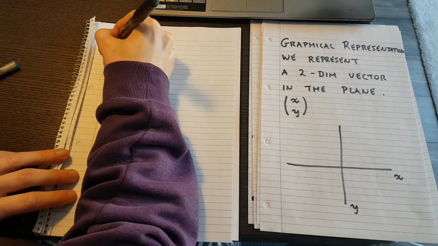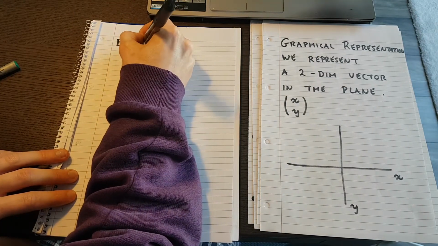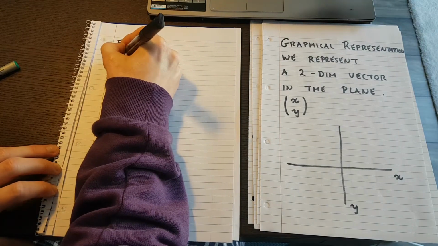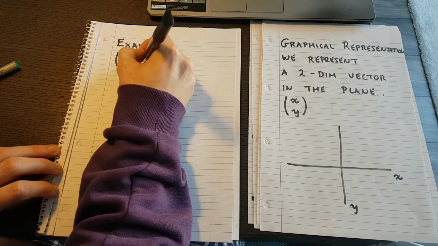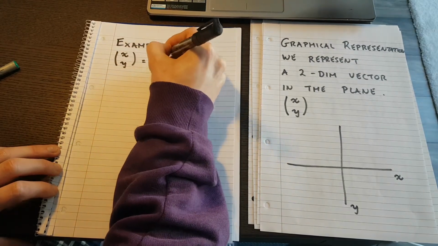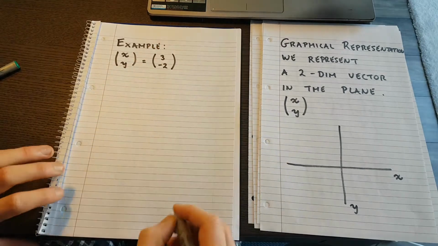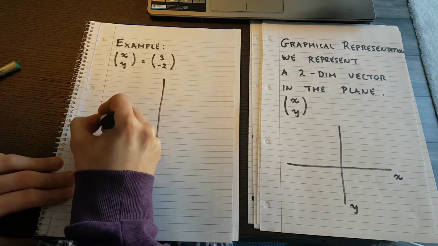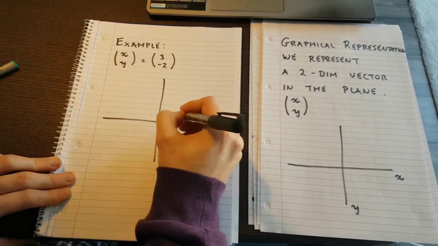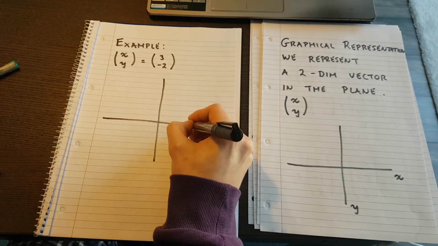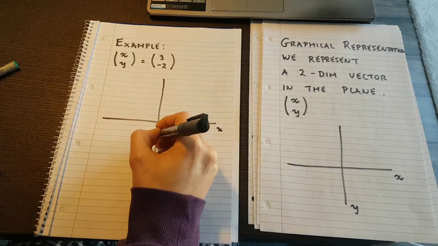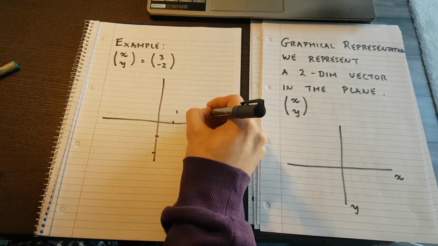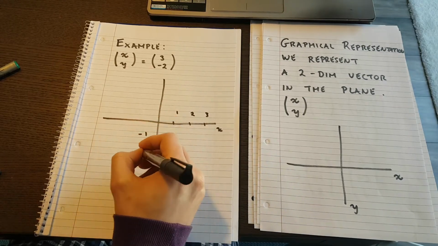So let's do an example here. I'm going to choose xy to be 3, minus 2. Could I have picked something different? Of course I could have. But this is the one I picked. So we need a scale. This is my x-axis, this is my y-axis. This is 1, 2, 3. This is -1, -2.